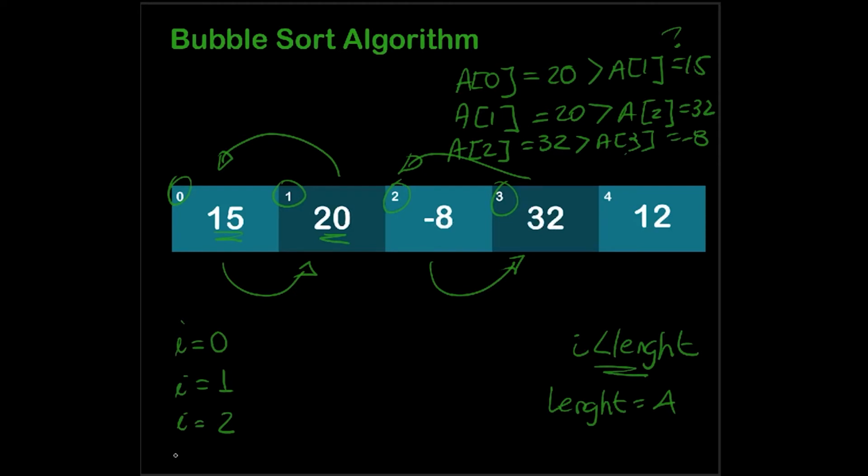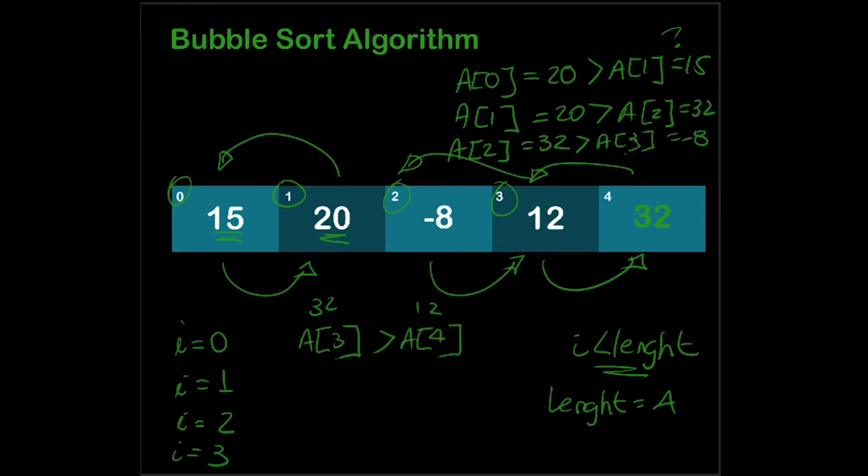Once again, we increase i to 3, and compare i to the length. Is i still smaller than the length? The answer is yes, so we keep on going. This time we ask: is the element of the array with index 3, which is 32, greater than the element with index 4, which is 12? The answer is yes. Then we call the swap function, and 32 takes the position of index 4, and 12 takes the position of index 3, and it's going to be something like this.